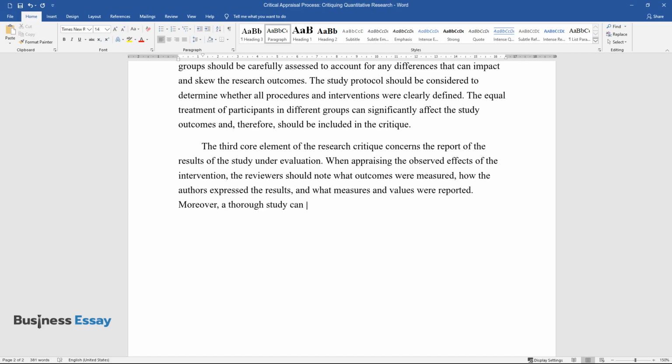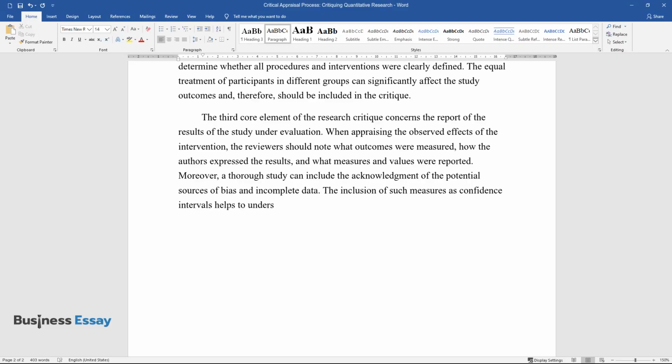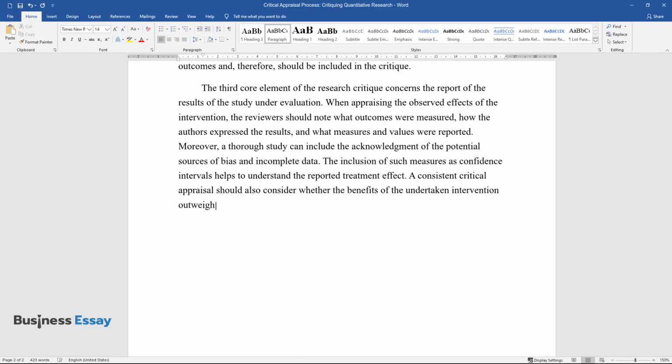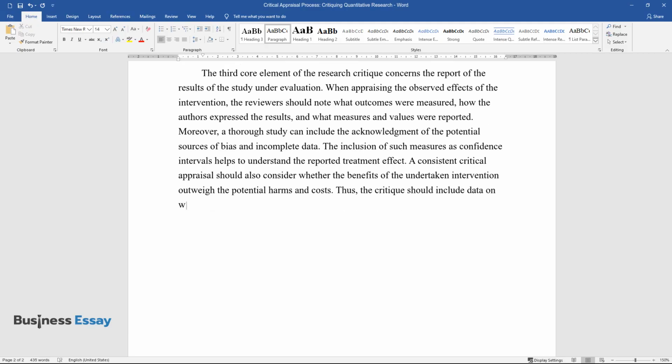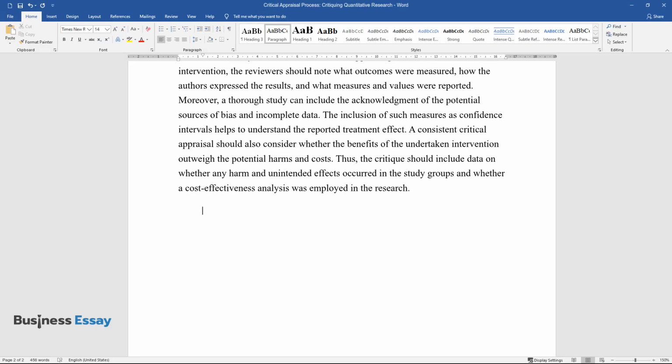Moreover, a thorough study can include the acknowledgement of the potential sources of bias and incomplete data. The inclusion of such measures as confidence intervals helps to understand the reported treatment effect. A consistent critical appraisal should also consider whether the benefits of the undertaken intervention outweigh the potential harms and costs. Thus, the critique should include data on whether any harm and unintended effects occurred in the study groups and whether a cost-effectiveness analysis was employed in the research.